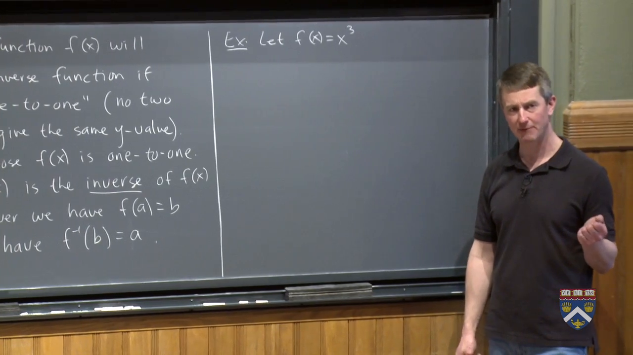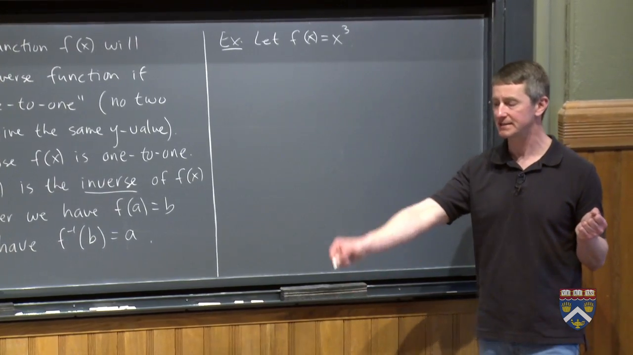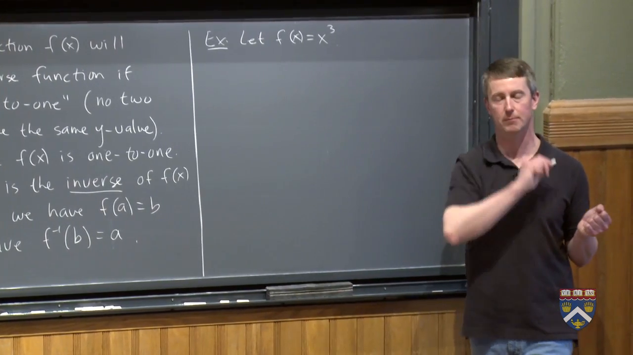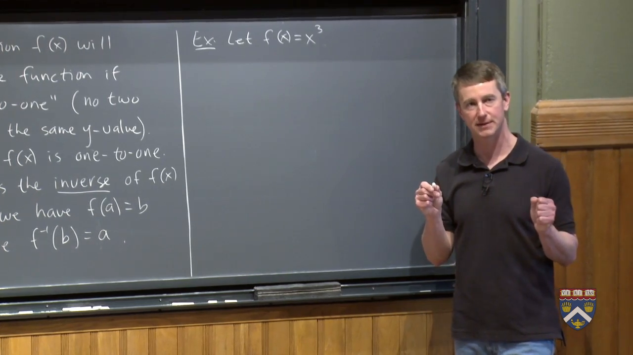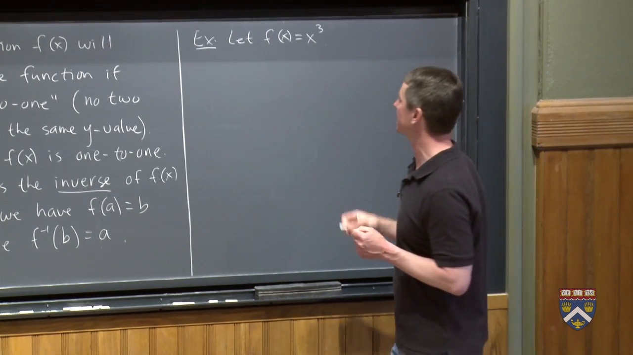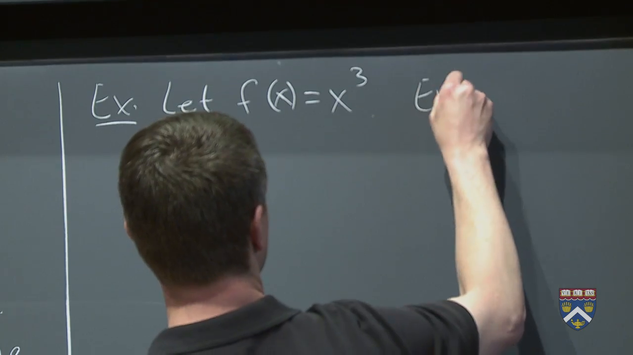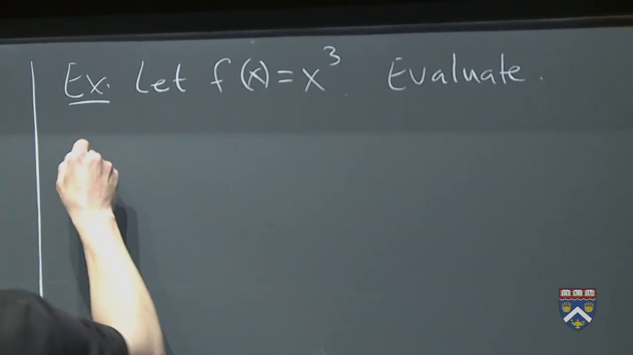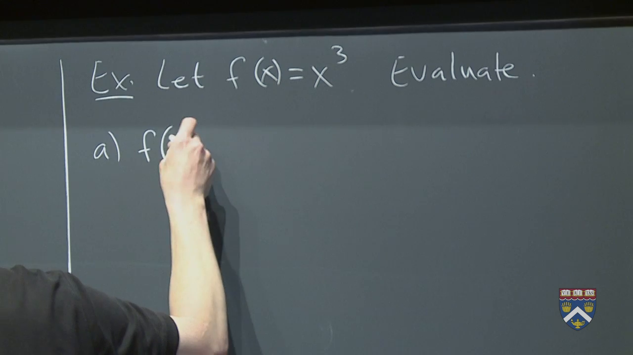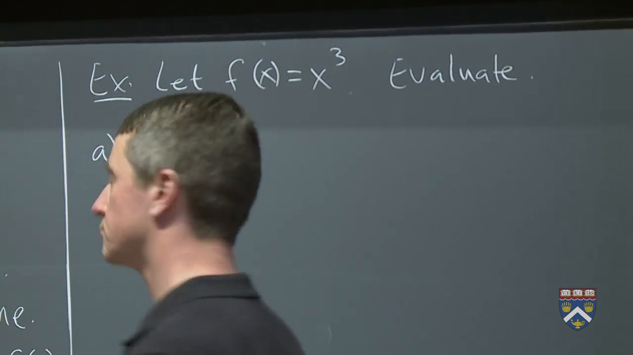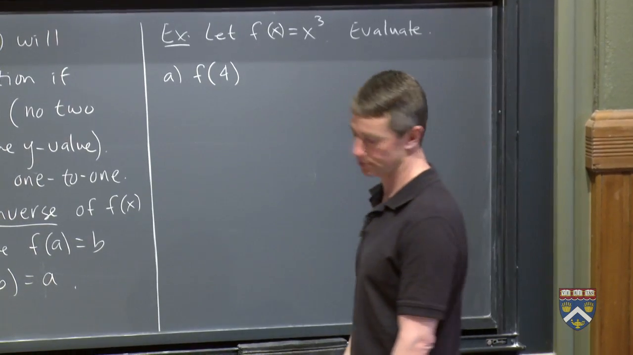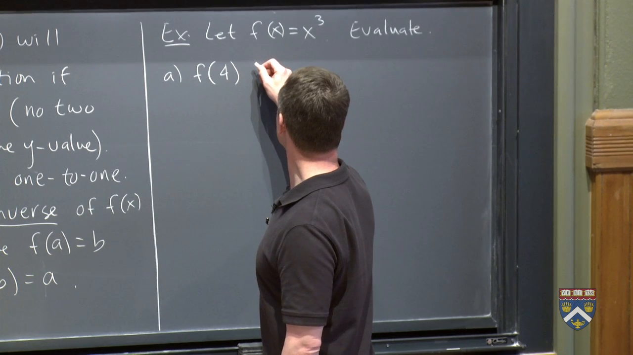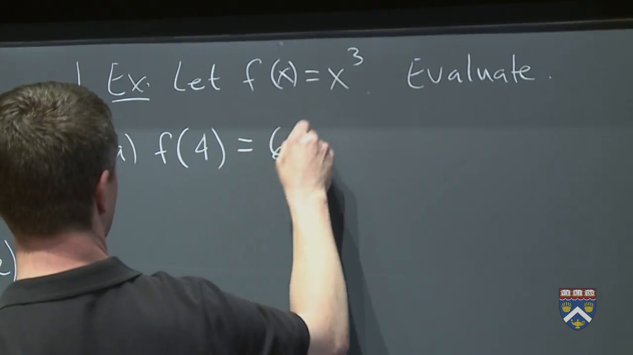And I don't, because the graph of f of x equals x cubed is increasing the whole time for all real numbers, meaning there are no y values that appear more than once. So this f is 1-to-1. So let's evaluate the following. f of 4, it's not too hard. We just plug 4 into x cubed, and we get 64.